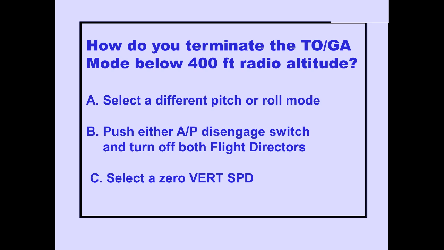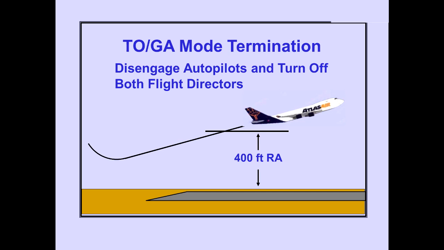Question. Answer B is correct. Below 400 feet radio altitude, the toga mode can be terminated only by disengaging the autopilot and turning off both flight directors.